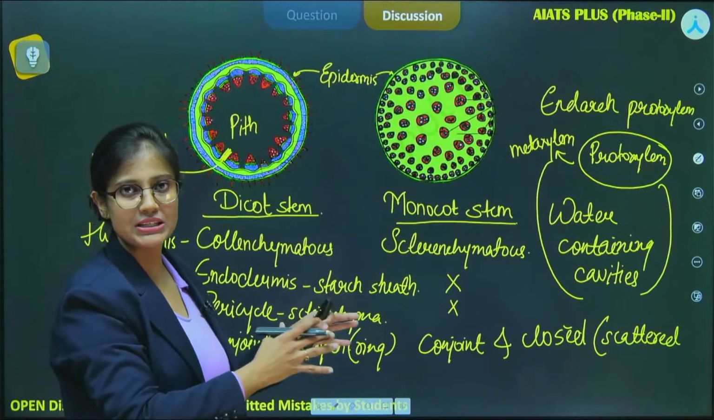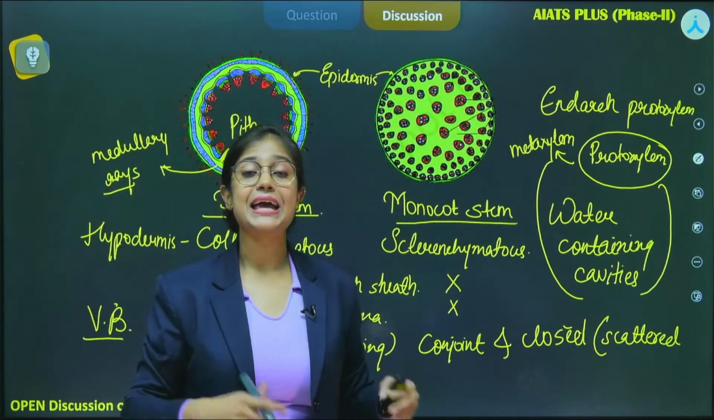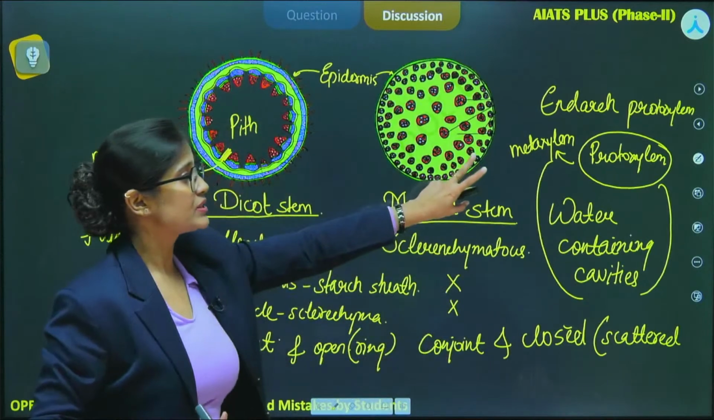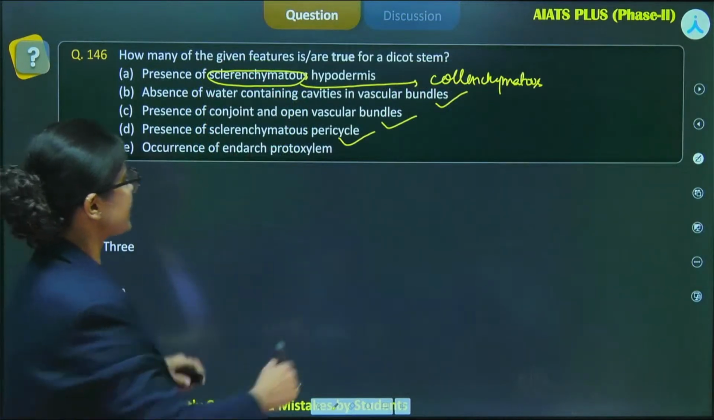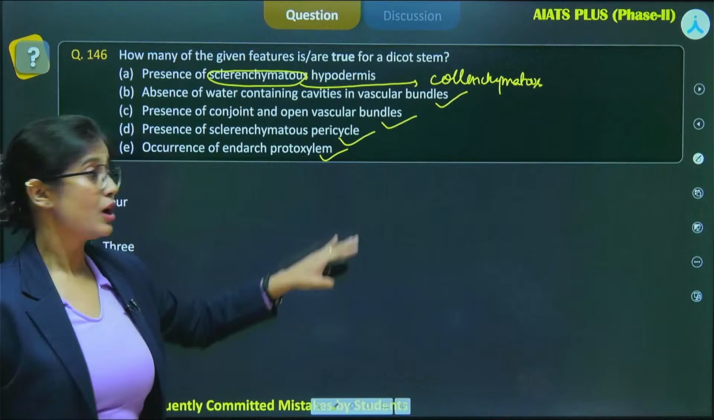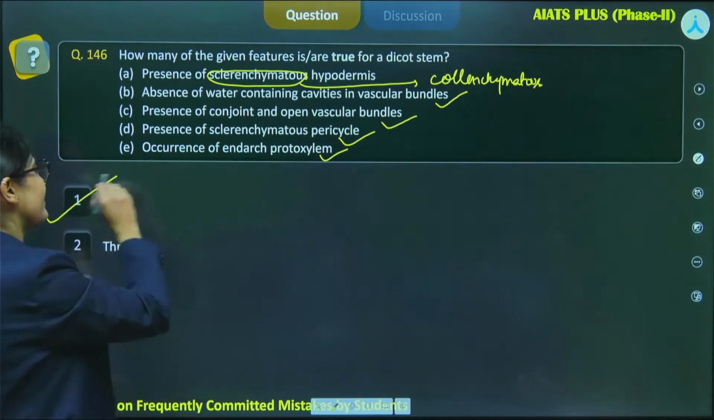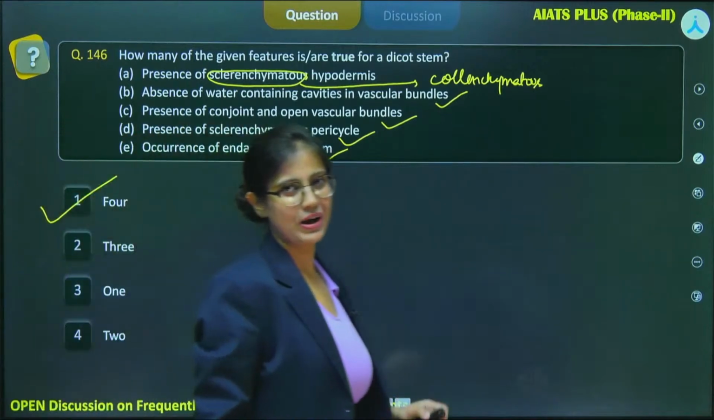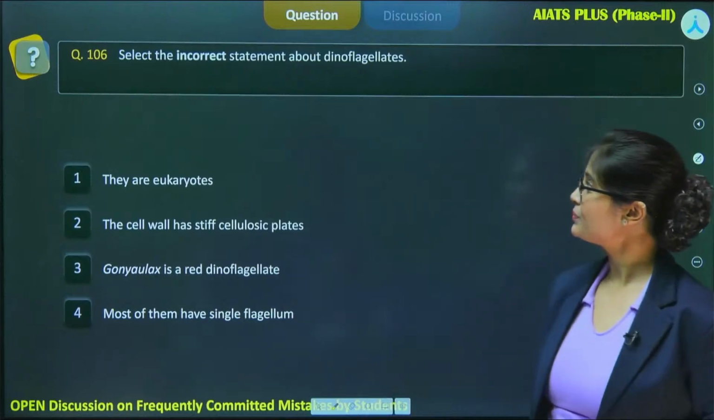It is the feature for stem, endarch protoxylem. If we talk about roots, in roots exarch protoxylem is present, which is just the reverse of this arrangement. So it is also true for dicot stem. So among 5 features, 4 are true for dicot stem, and it is correctly represented in option 1. Now let's move ahead with the next question.